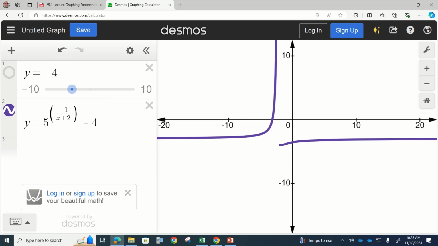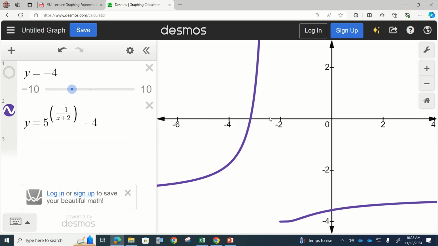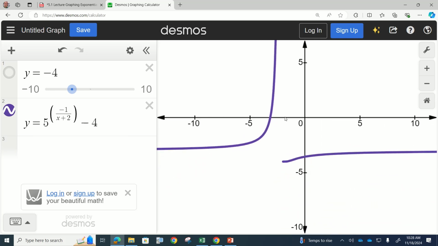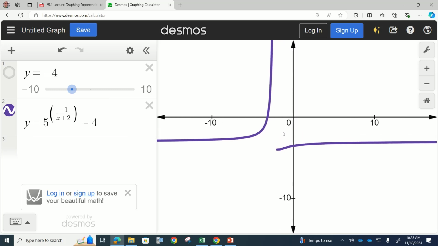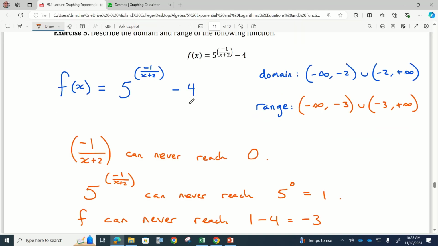So I got my domain, right? My domain includes all the x values except for -2. You see where the discontinuity is at -2. But what's wrong with the range? It looks like the range starts at -4. I guess because 5 to the power -1 over x plus 2 can never reach 5 to 0 equals 1.